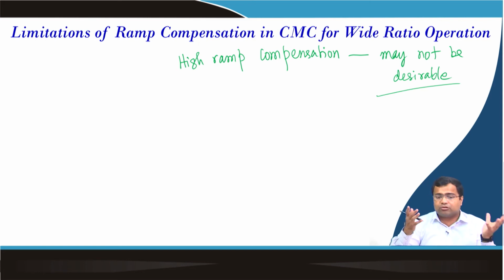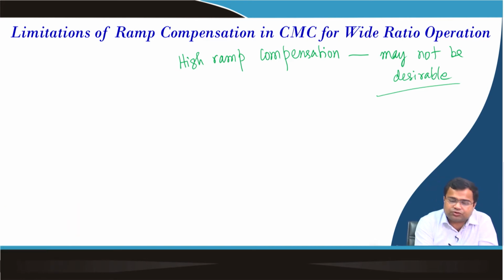That means your PI controller may not be enough. So, you may have to configure a PID controller, and it may also affect, if you consider the PI controller, your phase margin, and that is why you may have to reduce the crossover frequency. So, your overall controller has to be slowed down. So, that means high ramp compensation may not be desirable.